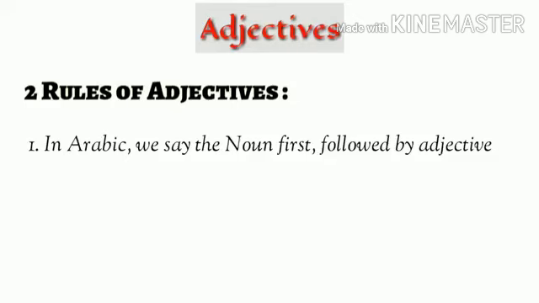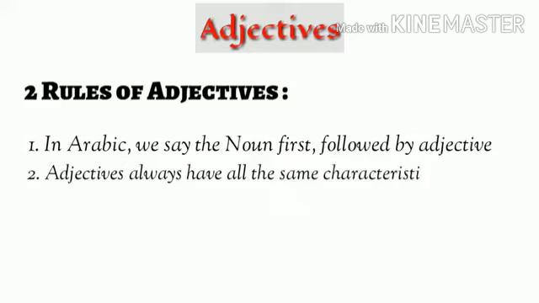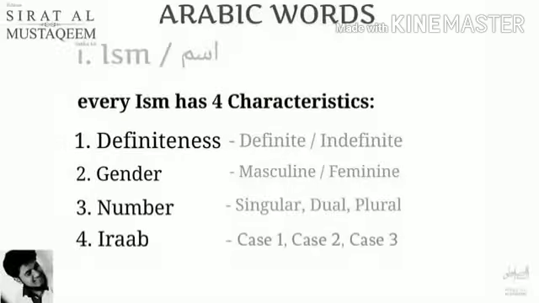Okay? Now rule number two for adjective is adjectives have all the same characteristics of ism as the noun. Whatever the four characteristics of ism are for the noun, we will use the same characteristics of ism for the adjective. If you have forgotten the four characteristics of ism, they are definiteness, gender, number, and i'rab.